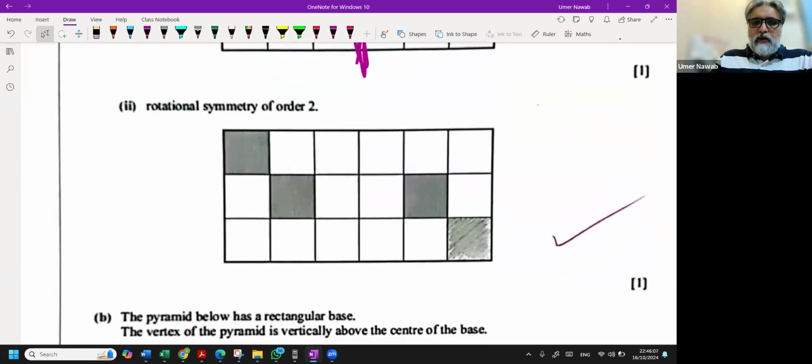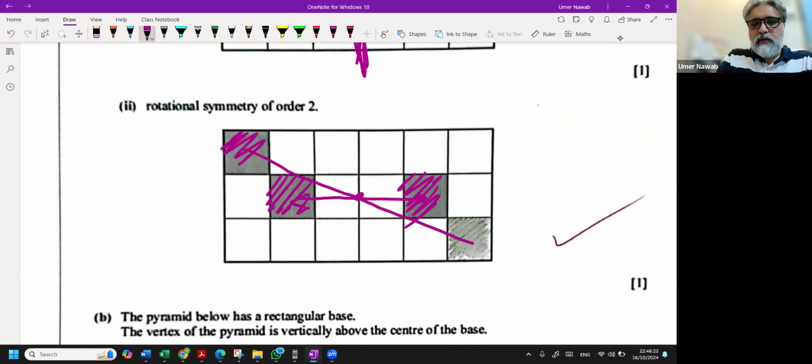Rotational symmetry of order 2, guys. So this is the center when you rotate it. So this square will go to this, and this square will go to this. So I have to shade this square in order to make my rotational symmetry of order 2.